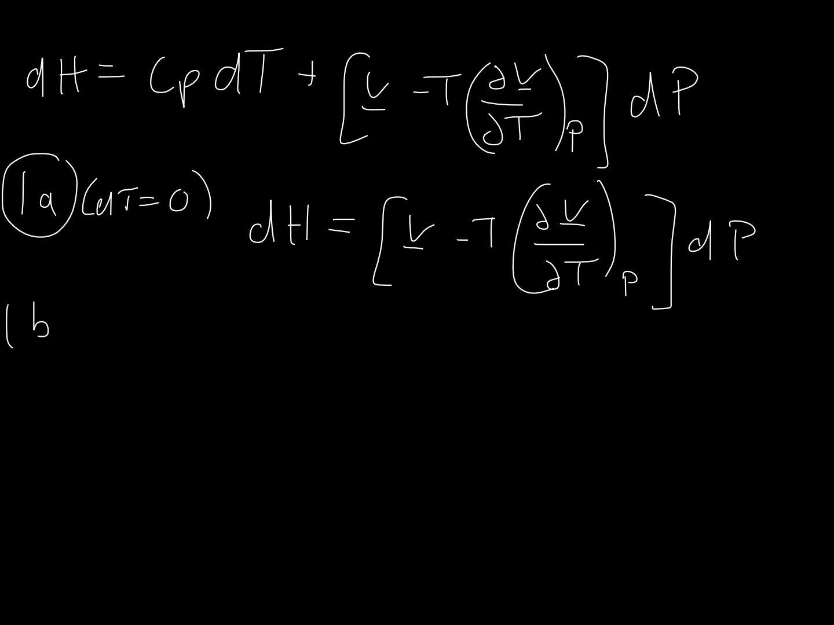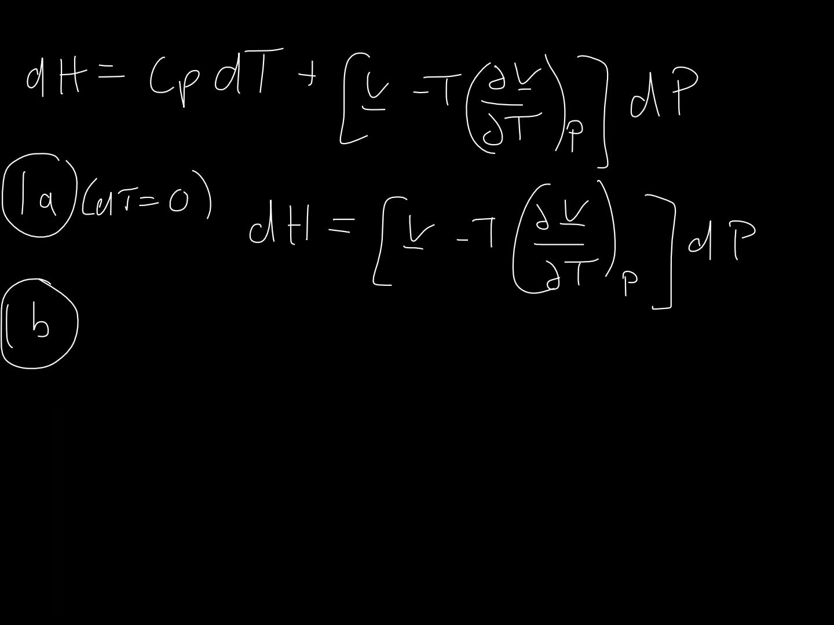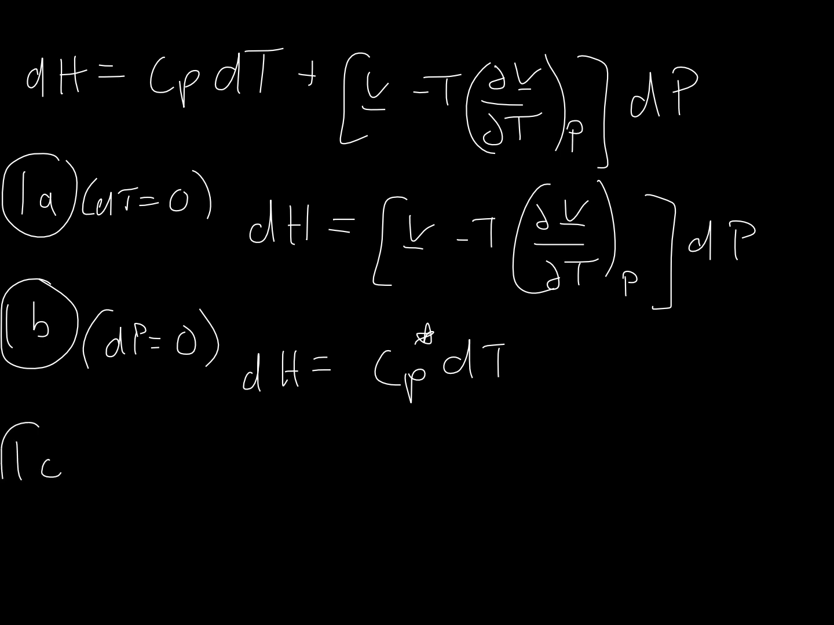For 1B, go back really quick. What is held constant on step 1B? Pressure. And what else is special? Ideal gas. So now, in this case here, dP is equal to 0. So our dH is just equal to C sub P star dT. And then lastly, 1C is exactly the same thing as 1A, but just with a different state.